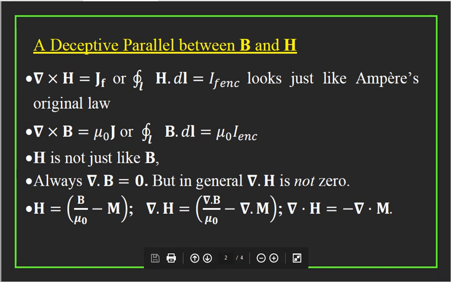In the last class we have seen that H is equal to B by mu 0 minus M. Therefore del dot H is equal to del dot B by mu 0 minus del dot M, and del dot B is always 0. Therefore we get del dot H is equal to minus del dot M. So this is an important result. Del dot H is not equal to 0, it is equal to minus del dot M. So it is equal to 0 only if del dot M is equal to 0.